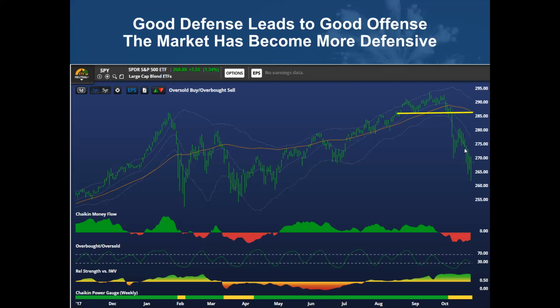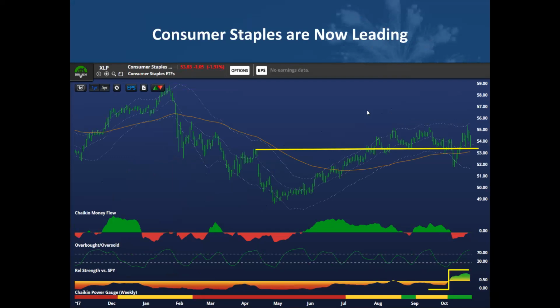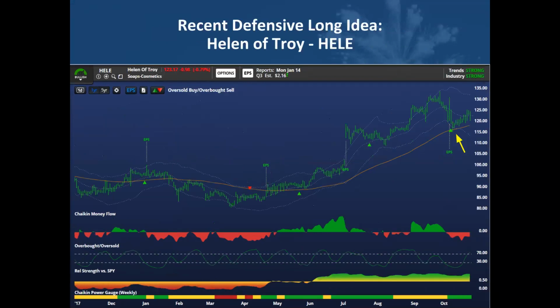The market has continued to sell off here over the past few weeks, but the defensive parts of the market are actually beginning to outperform. So consumer staples are now leading the market. Here we can see, based on relative strength, that in early October, as the market started to break down, consumer staples began to outperform relative to the SPY. So with that in mind, again, I think thematically, just because the market's rolling over and taking a more defensive stance, that doesn't mean we can't find good opportunities on the long side of the market.